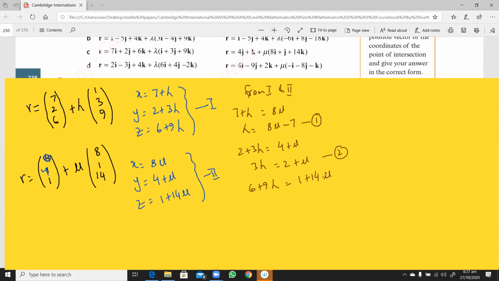Okay, so we have 9 lambda, that is equal to 5 plus 14 mu. That is the third equation we have. Okay, this is the third equation we have.